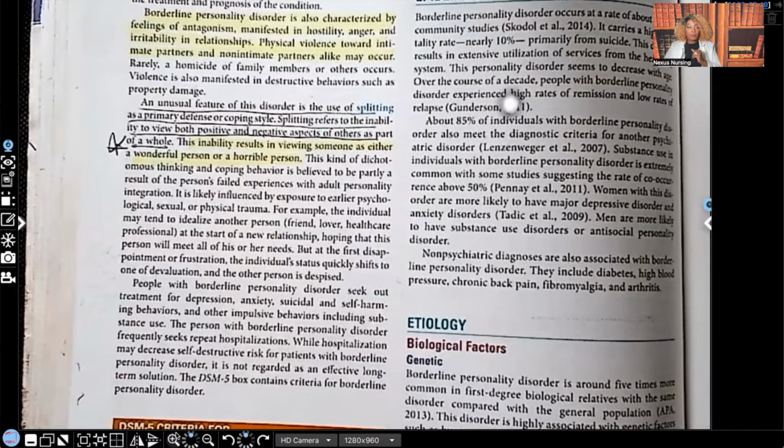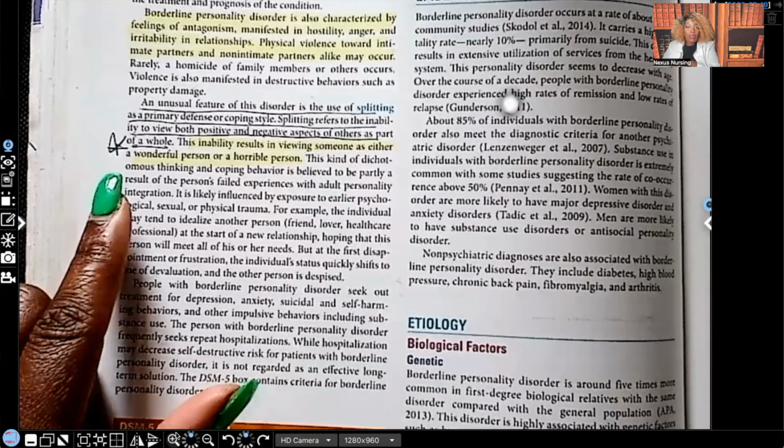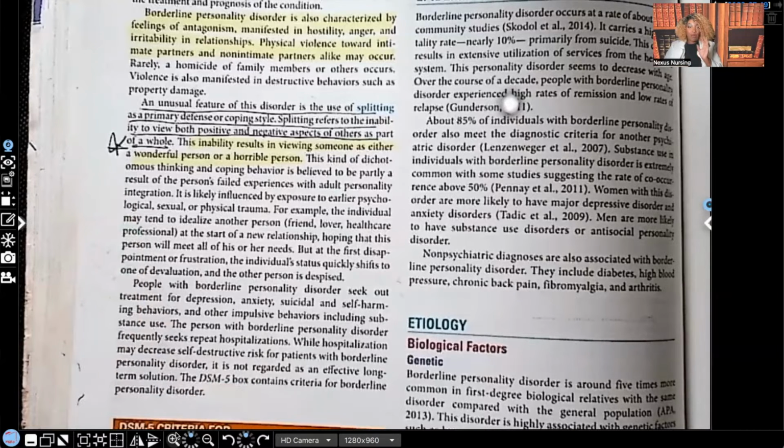For example, my husband and I, we've been married almost 20 years. I love him. He's a wonderful person, but I understand he's human. So there are good sides, there are bad sides. I'm human. There are good sides, there are bad sides. Nobody's perfect. Guess what? This person, they don't see it that way.